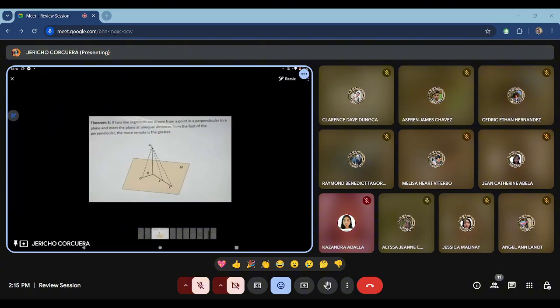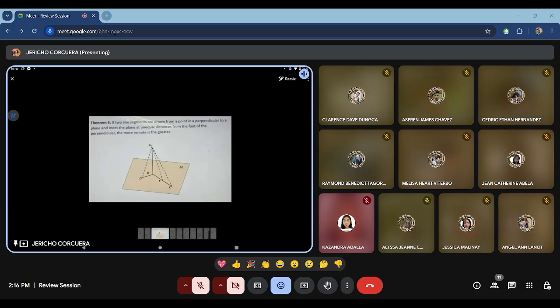Next. If two line segments are drawn from a point perpendicular to a plane at unequal distances from the foot of the perpendicular, the more remote is greater. So two line segments are drawn. Again, line AD, line AE, and line AC, drawn from a point perpendicular to a plane, meet the plane at unequal distances from the foot of the perpendicular. You can see the foot of the perpendicular, the normal to the plane, DB and CB.